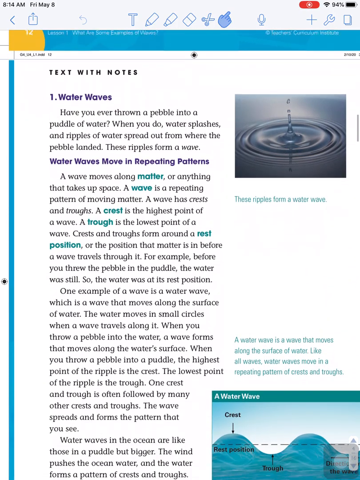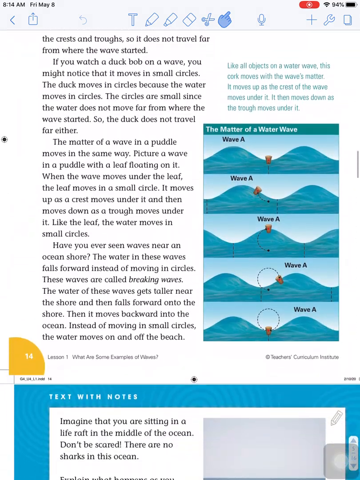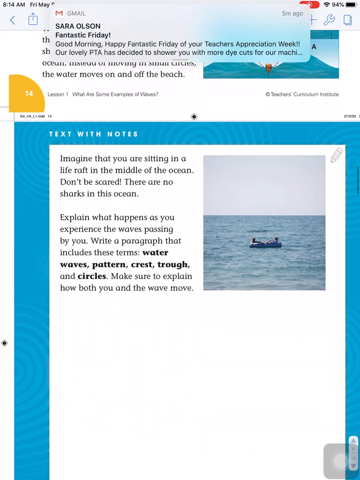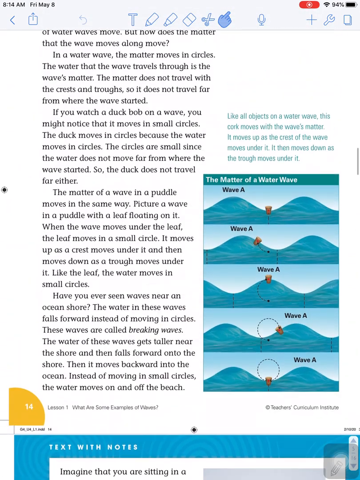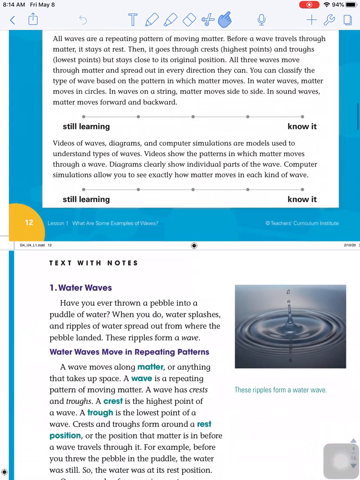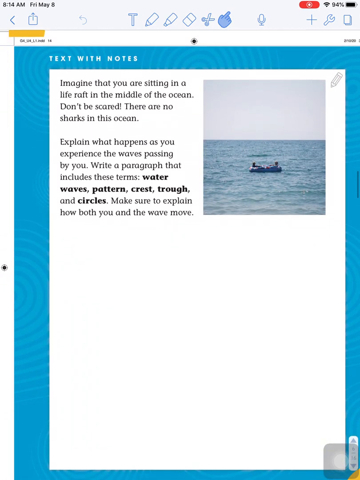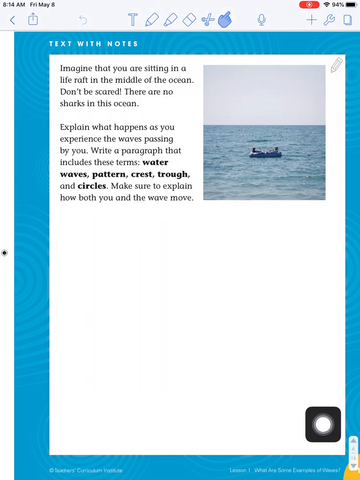We are going to be reading about water waves today. When you're done, you will complete the vocabulary and the science concepts, and then you will be completing this text with notes activities. It says, So I want you to be thinking about it as we're reading.